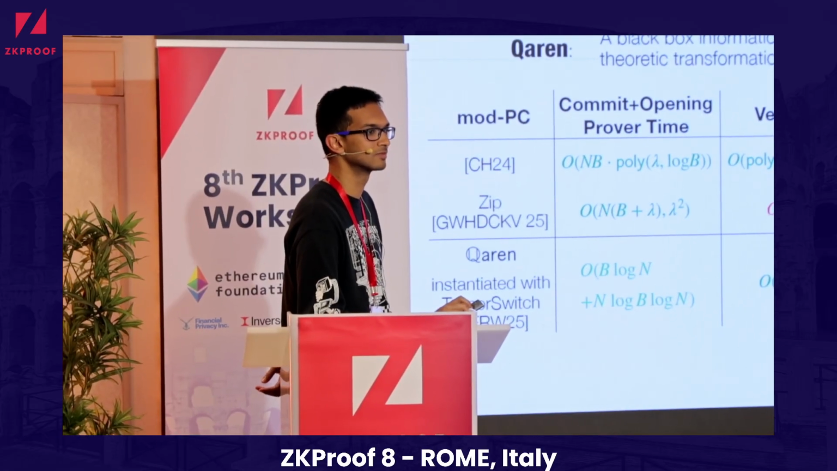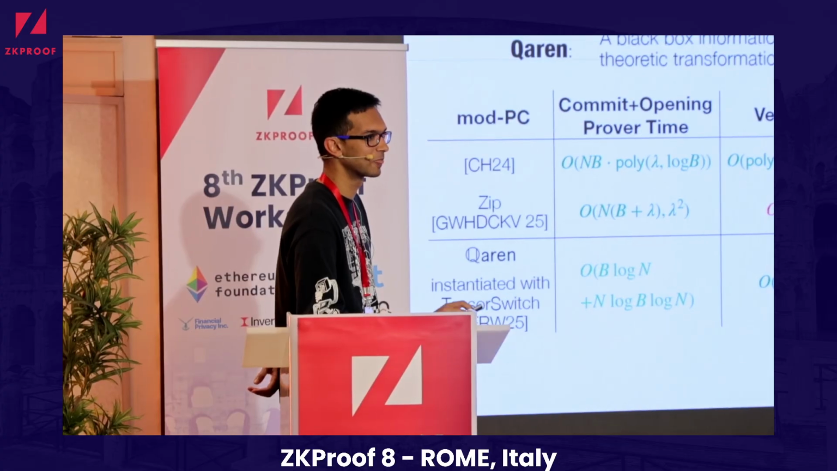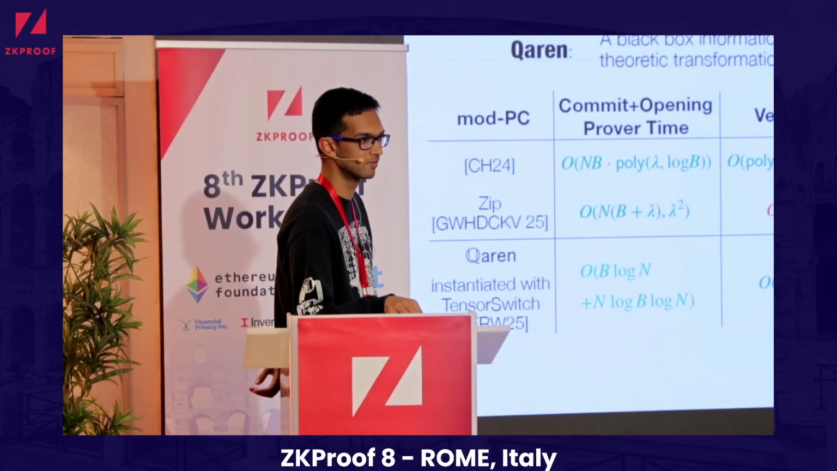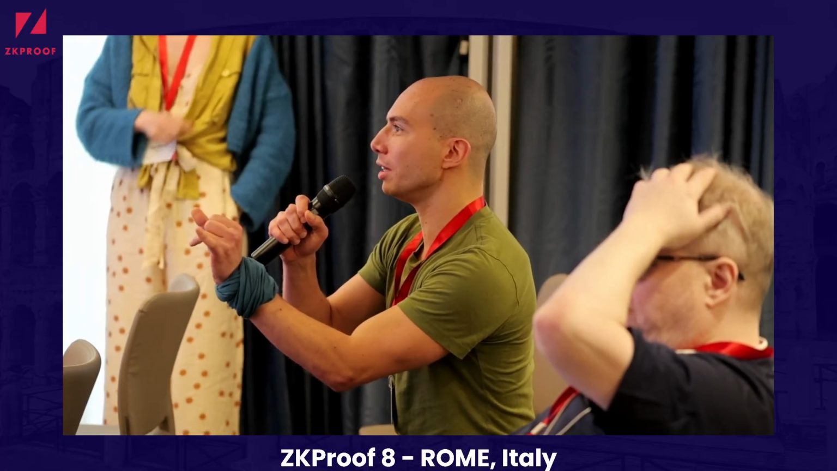A last question, a very short one. I found out our proving time is incorrect. We don't have a log B. We have MB polylambda log N. It's not even polylog.